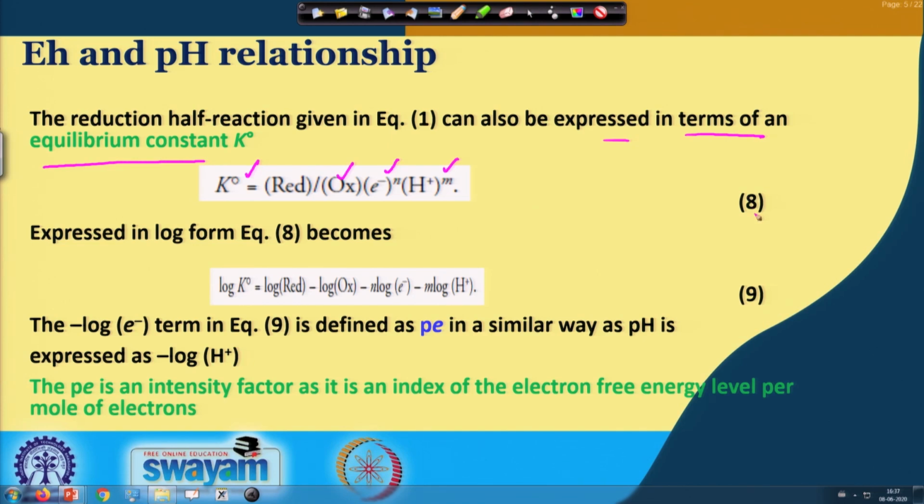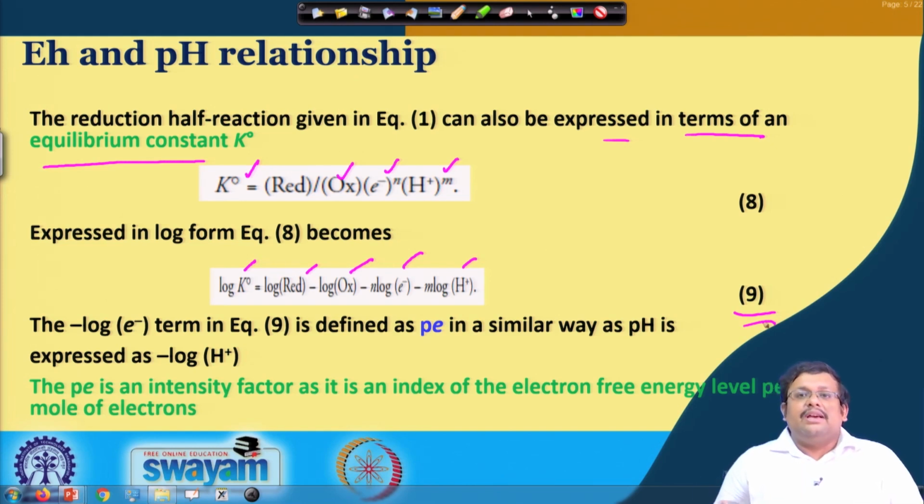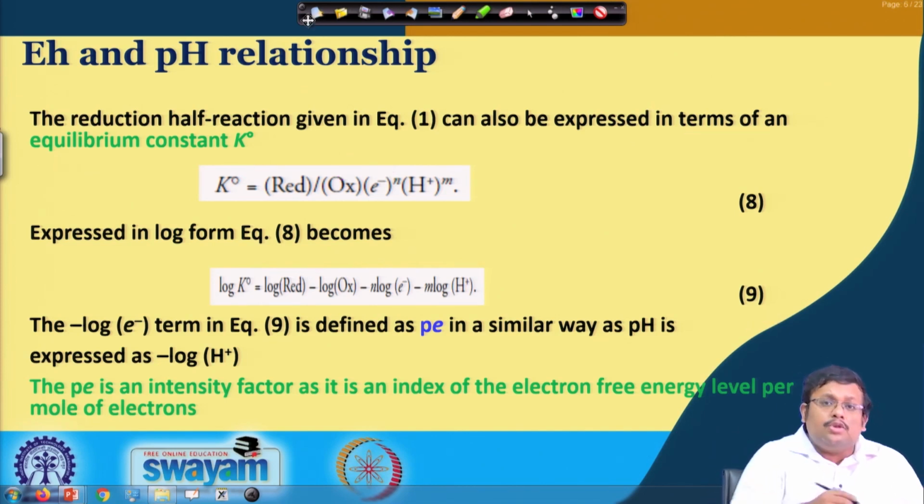So, if you convert it to the logarithmic form, then we will get log of K0, then log of reduced species concentration, log of oxidized species concentration, minus n log of electron concentration, and m log of H plus concentration. Now, here this negative logarithm of electron concentration term in this equation is known as the PE, similar to the way pH is the negative logarithm of proton or hydrogen ion concentration. Remember that the PE is an intensity factor, as it is an index of electron free energy level per mole of electron. Just like pH and EH, the PE is also an intensity factor because it shows the negative logarithm of electron concentration.